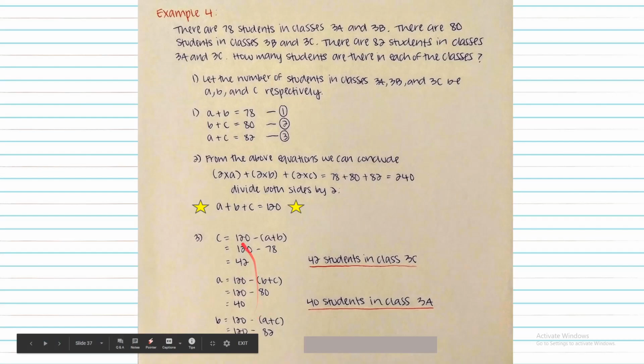Finally, we look at B. Keep B on this side, move A and C to the other side. Find that B is equal to 120 minus (A plus C). Look up here to find that A plus C is equal to 82. So B is equal to 120 minus 82, which is equal to 38. So there's 38 students in class 3B.